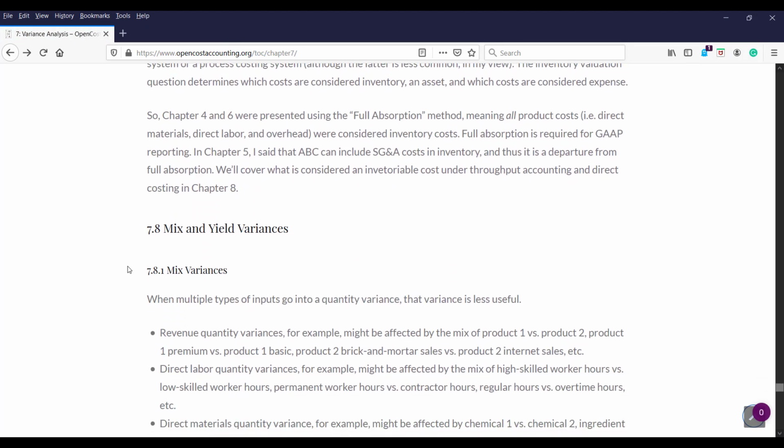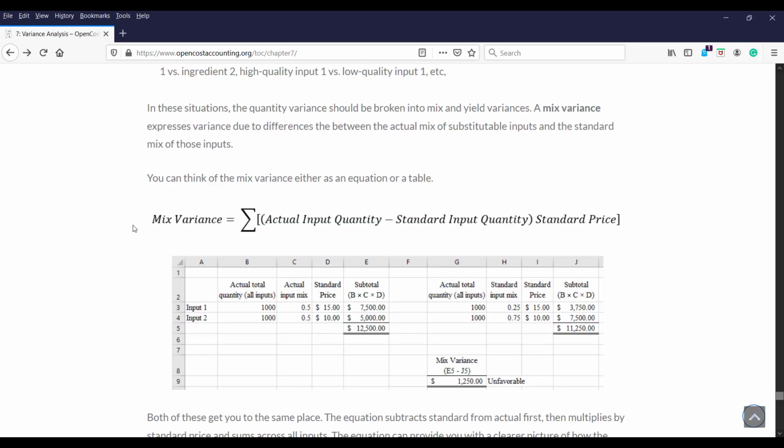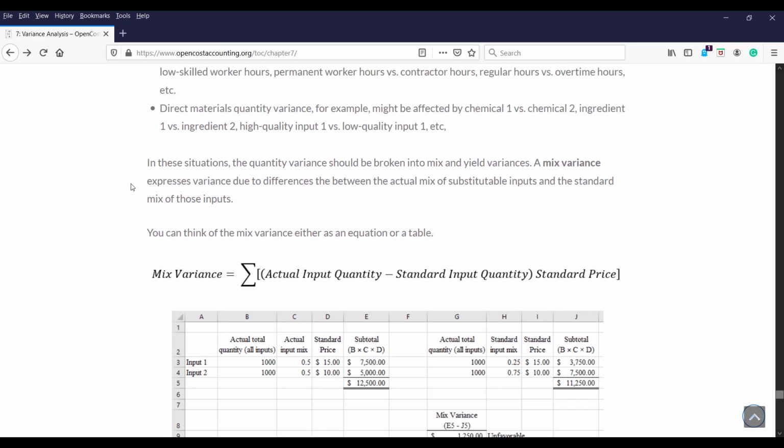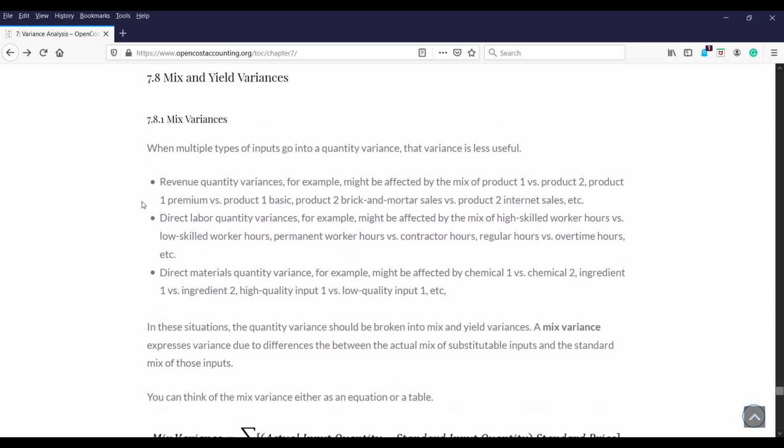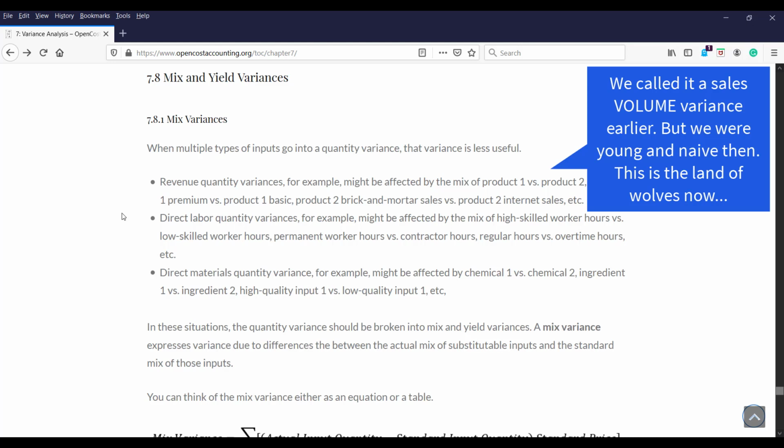So, mix and yield variances. The idea is that we have a mix of different ingredients that are substitutable. So with revenue, we might have a mix of product 1 versus product 2, product 1 premium versus product 1 basic, product 2 brick and mortar sales versus product 2 internet sales, etc. We have different ways of selling, different streams of selling, different products of selling, and we're going to have a mixture of those in our total budgeted revenue number, specifically in our revenue quantity variance, or sales quantity variance.